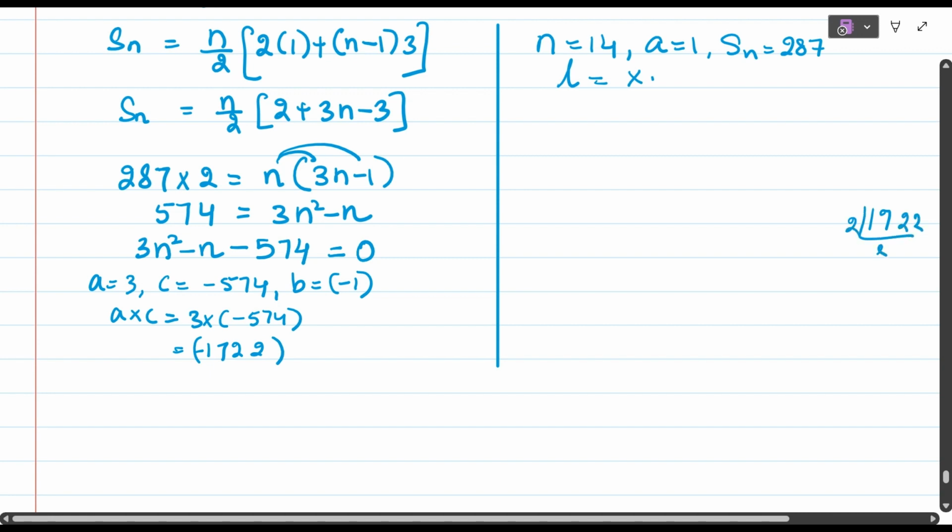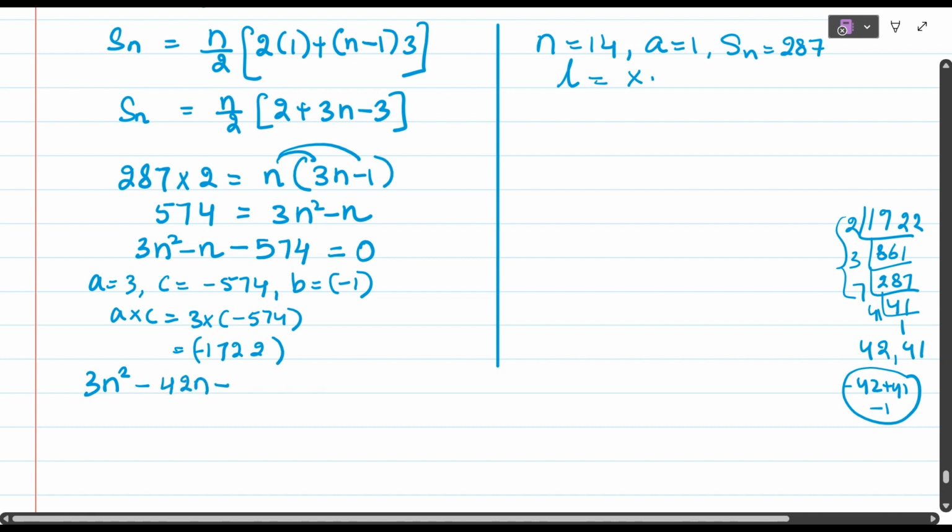2 8s are 16, 2 6s are 12, 2 1s are 2. 3 2s are 6, 3 8s are 24, 3 7s are 21, 7 4s are 28, 7 1s are 7. So 41 is a prime factor. So multiply these three, 42 and 41 will be our factors. So minus 42 plus 41 gives minus 1. Clear? So split the middle term. So solve the quadratic equation: 3n square minus 42n plus 41n minus 574 will be equal to 0.